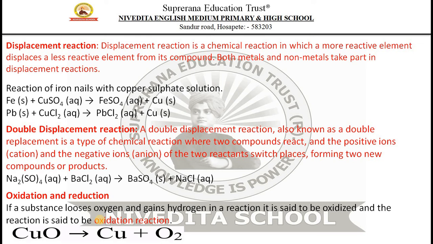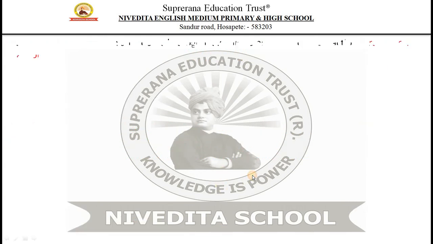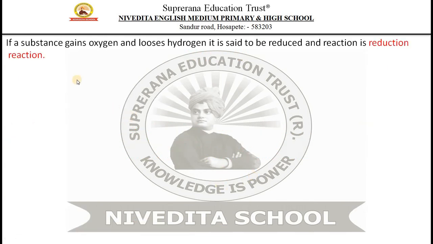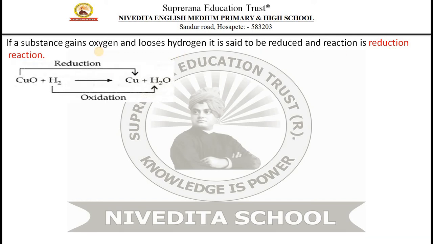So here, as you can see, copper oxide is losing oxygen, right? CuO is losing this oxygen. So this is an example of an oxidation reaction. Next, if a substance gains oxygen and loses hydrogen, it is said to be a reduction reaction.